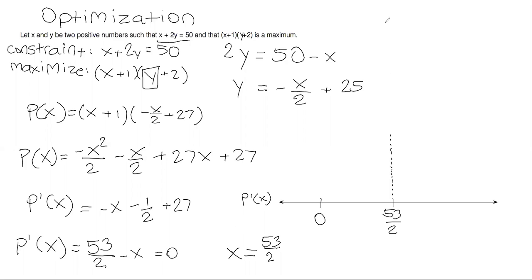I'll do that up here where we have a little bit more room. P prime of 0 is 53 over 2 minus 0. So we get 53 over 2 as our answer. We don't care about the answer so much. We just care about whether it's positive or negative, and this one is indeed positive. Our derivative is greater than 0. So that means we're experiencing only increasing behavior.